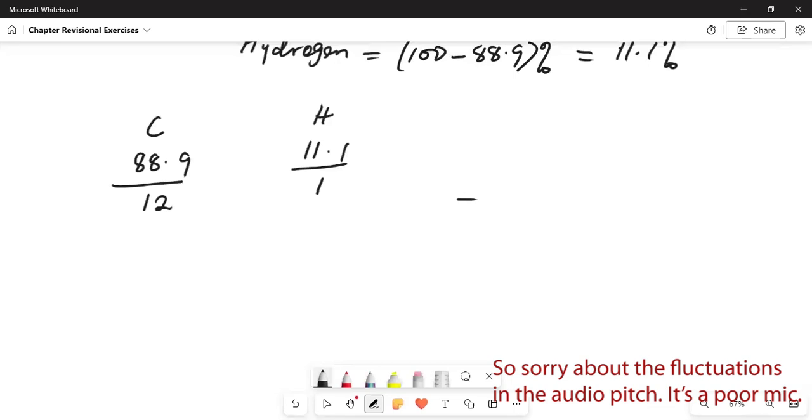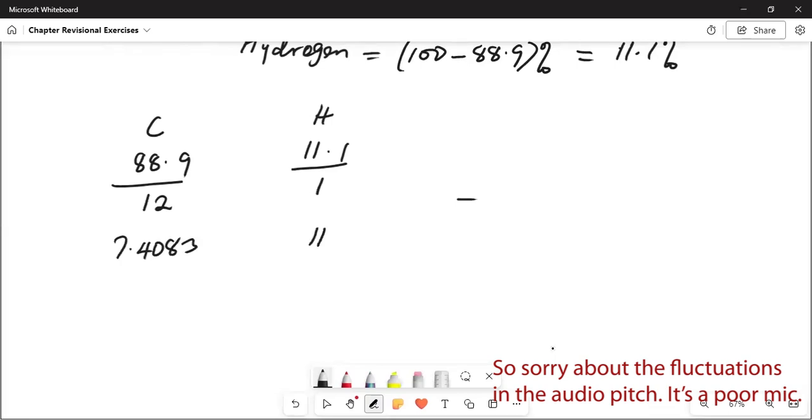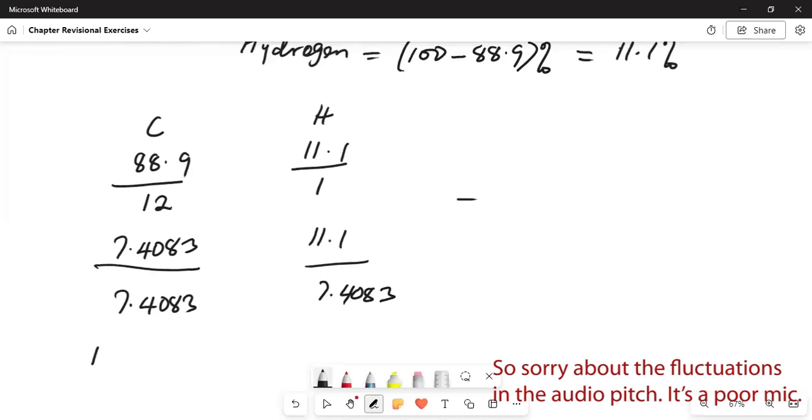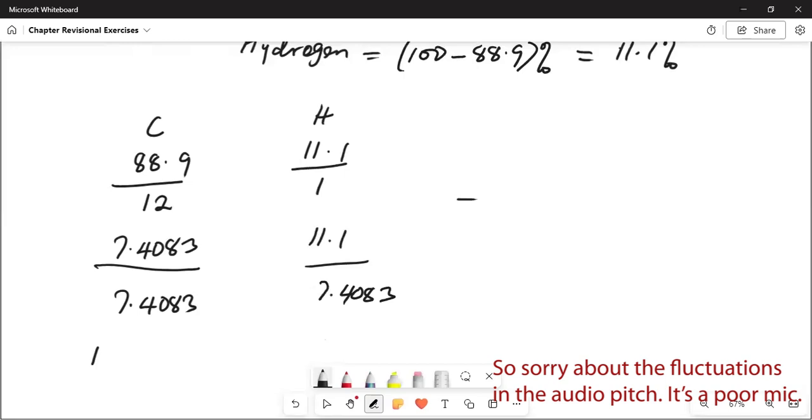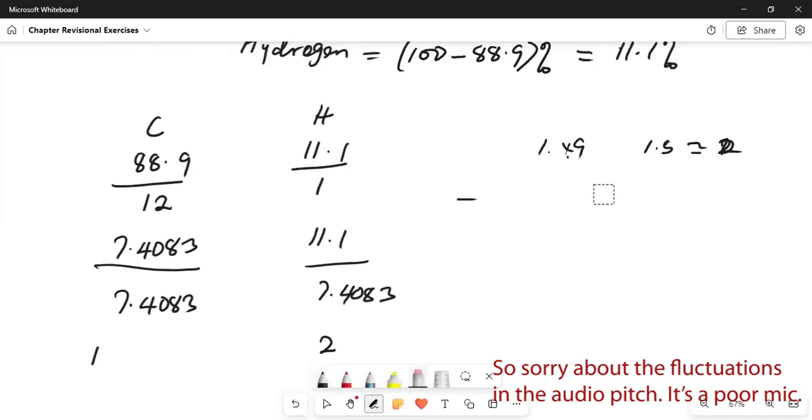88.9 divided by 12 is 7.4083. And then 11.1 divided by 1 is still 11.1. Then we divide by the smallest ratio, which is 7.4083. 7.4083 divided by 7.4083 will be 1. 11.1 divided by 7.4083 is 1.49. Let's round it up to 2, approximately. So 1.49, if I round this 9 and add it here, that is 1.5, which I can round to 2 approximately. So that is the empirical formula, and that brings us to the end of the revision exercise.